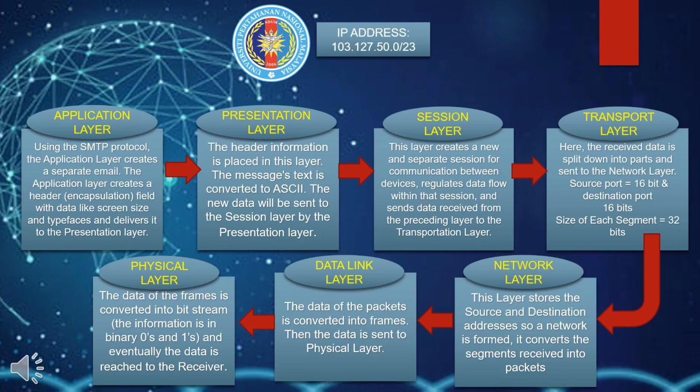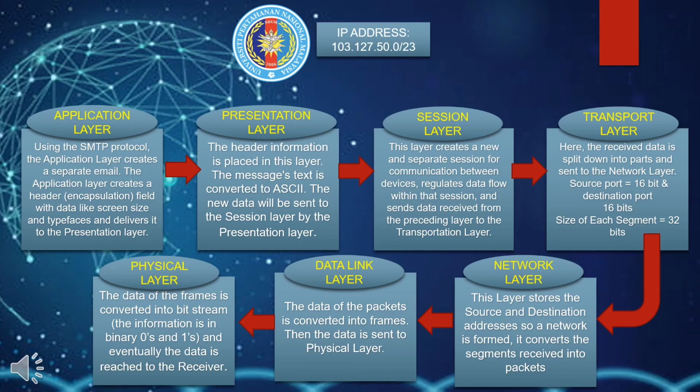In the transport layer, the received data is split into parts and sent to the network layer. For example, it forms data segments, adding a source port of 16 bits and a destination port of 16 bits in the header of each transport layer segment, so a total of 32 bits. Next is the network layer. It stores the source and destination address so a network is formed. It converts the received segments into packets.